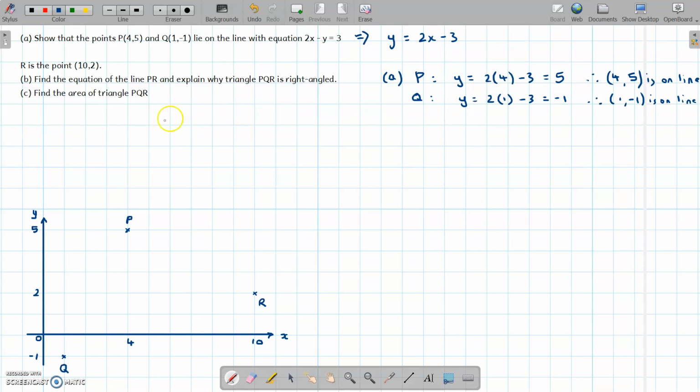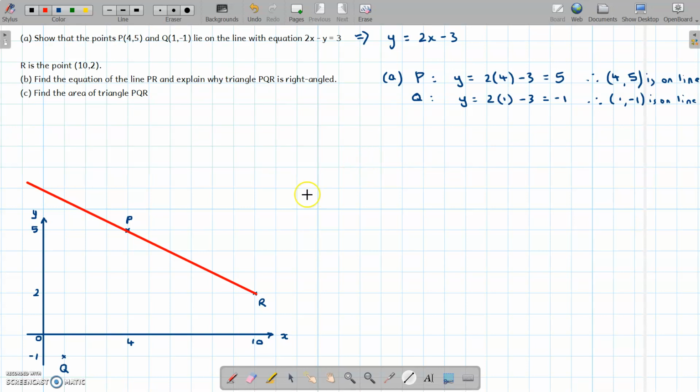Okay, that's it. Part B, I'm given a third point, 10, 2, and I've got to find the equation of the line PR, and explain why triangle PQR is right angled. So the line PR is this line here, which continues on through the x-axis. I could just draw the line in to show where it would be. It goes through R here, goes through P, and continues off that way somewhere. We want to find the equation of that line. Now, we can't just read it off the graph. It looks like it's crossing at 7, but we need to show that.